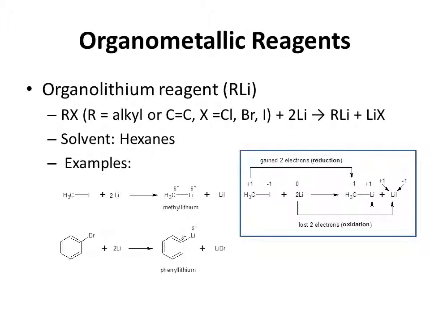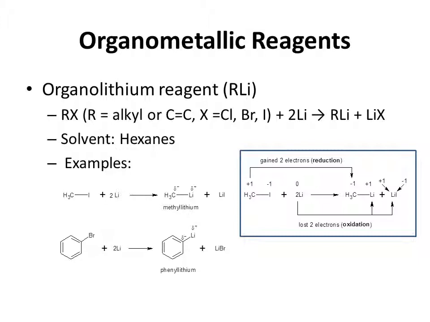Organolithium reagents have the structure RLi. They're very similar to Grignards in their reactivity. What happens is that you combine an RX, again an alkyl halide, or vinyl halide, where you have R as alkyl or C double bond C, X is Cl, Br, or I, now with 2 equivalents of lithium to form RLi, the organolithium reagent, plus the salt LiX. The solvent typically used in these types of reactions is hexanes, and here are a couple of examples.